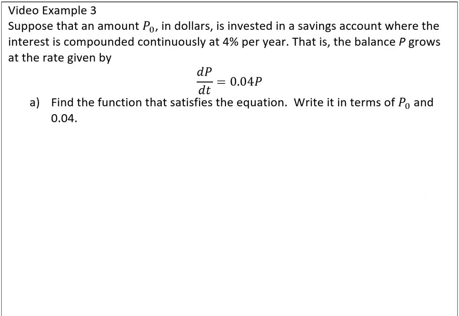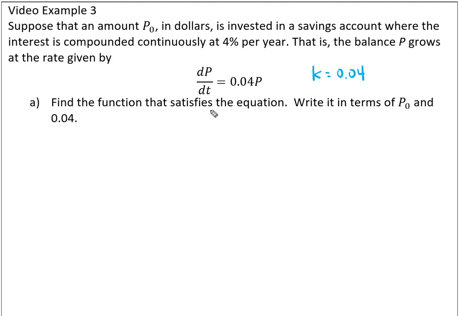Suppose that an amount P0 in dollars is invested in a savings account where the interest is compounded continuously at 4% per year. That is, the balance P grows at the rate given by dP/dt is equal to 0.04P. We can make this equation because we know it's compounded continuously at 4% per year, and then we know that that's the rate of change of this function. And so we identify that the rate is 0.04.